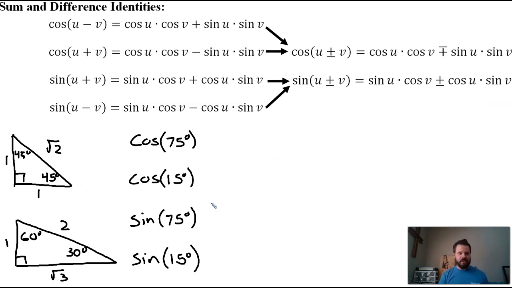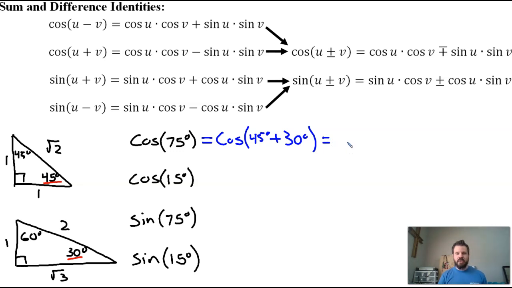Let's give you some examples here, and these are all going to deal with 45s and 30s. So here's how we're going to do this. Cosine 75. The way to make a 75 using the angles of my special right triangles is just 45 plus 30. So we'll call this cosine of 45 degrees plus 30 degrees.